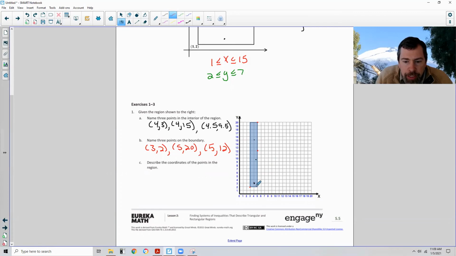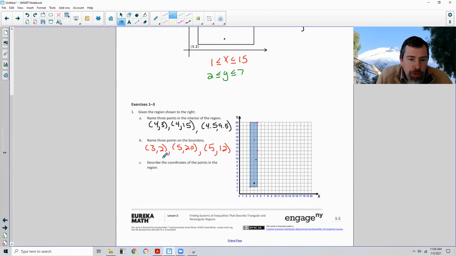And I can choose any point on this horizontal line where y is 2, as long as x is between 3 and 5. And then again at the top here, if my x is between 3 and 5, then my y equals 20, then I'd be choosing points on this edge.